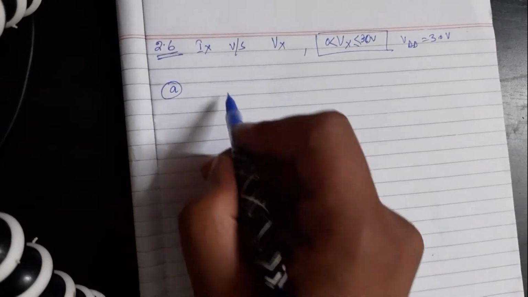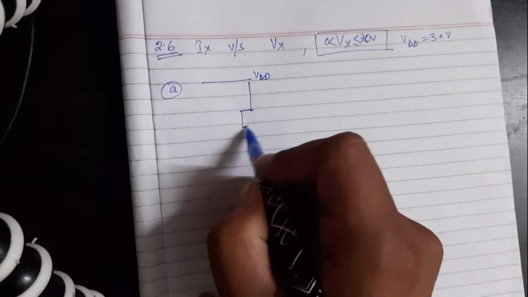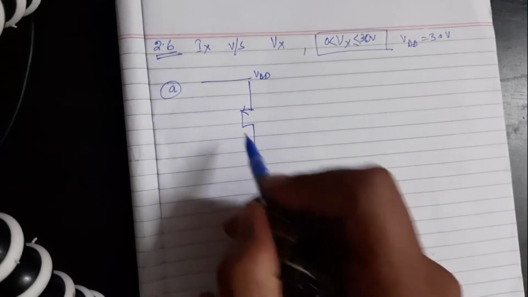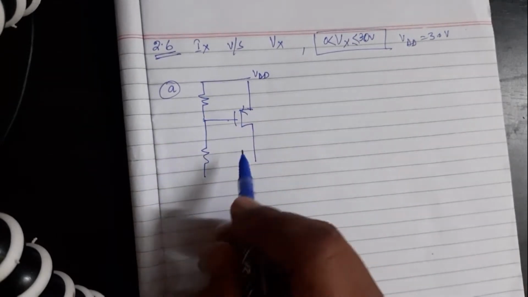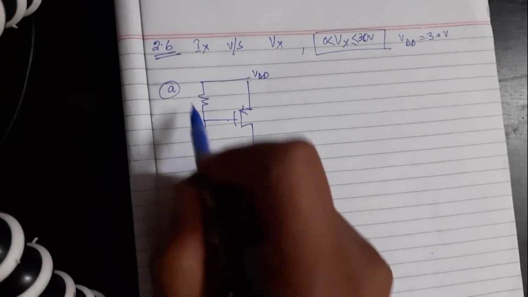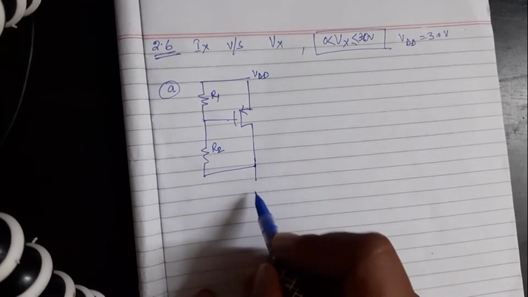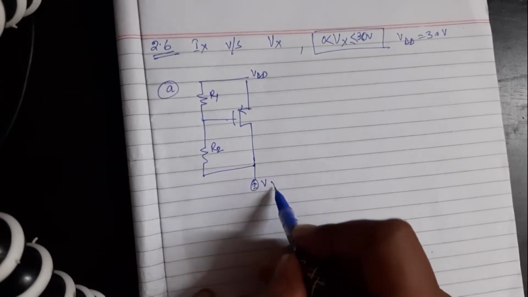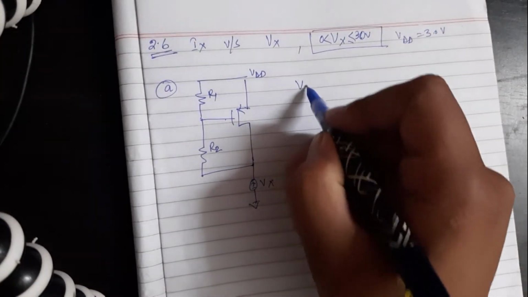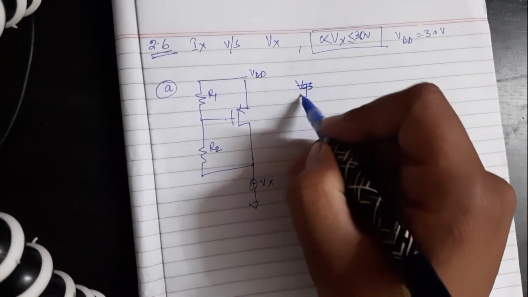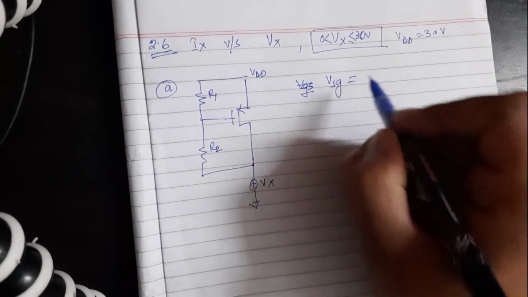Part A, we have a PMOS along with some resistors R1 and R2. The drain is connected to the input voltage, which is Vx. First of all, we need to find out, so it's a PMOS, in this case source to gate.